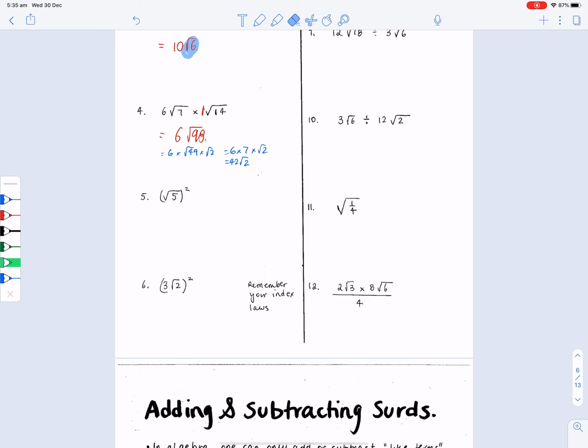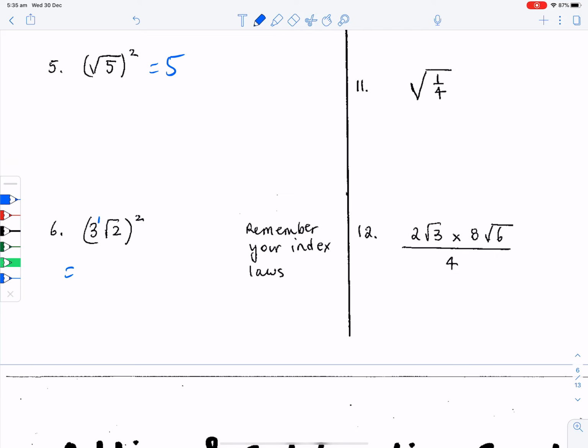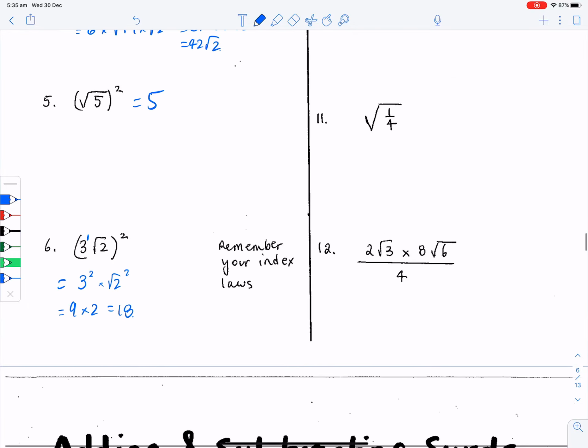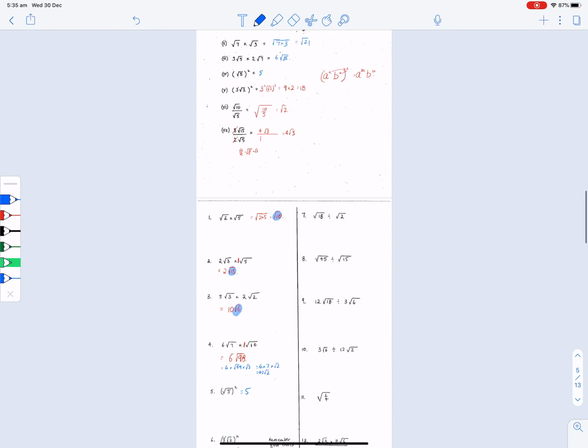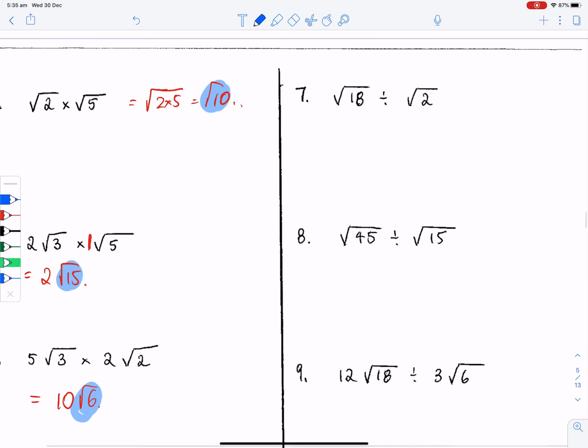Question 5, root 5 squared is simply going to be 5. The next one, remember here, imagine there's a little 1. So it's going to be 3 squared times root 2 squared. Question 7, root 18 divided by root 2. We can rewrite this like this, which then becomes root 9, and root 9 is obviously just 3.